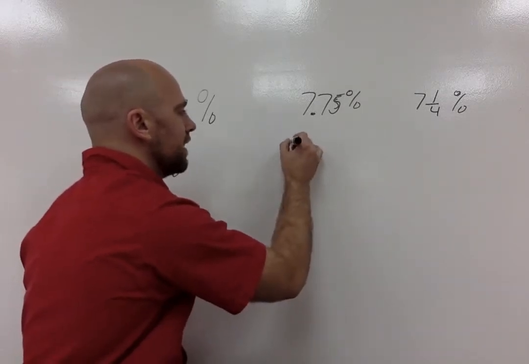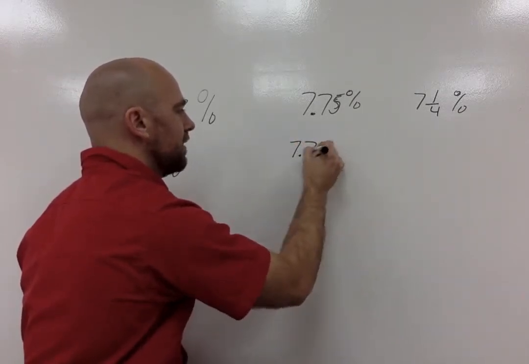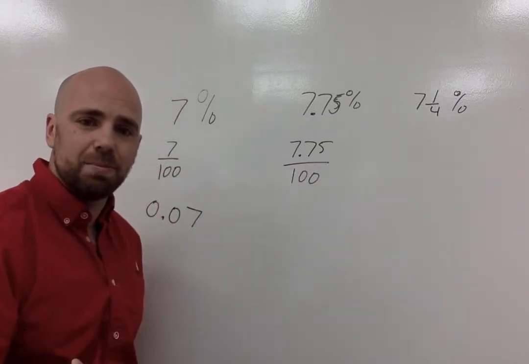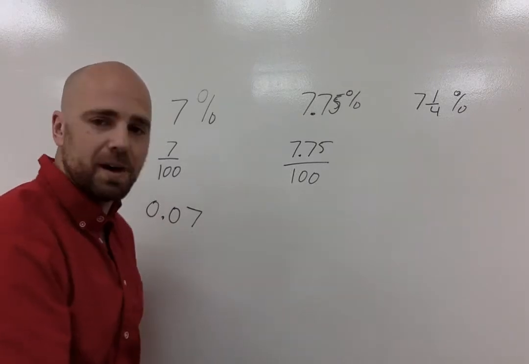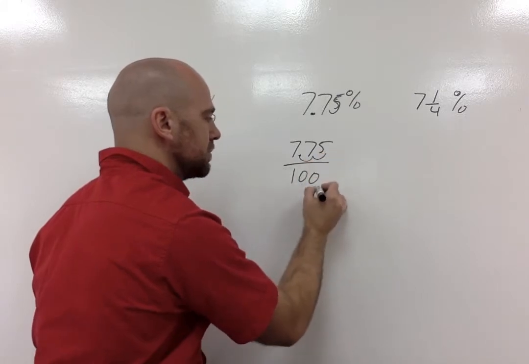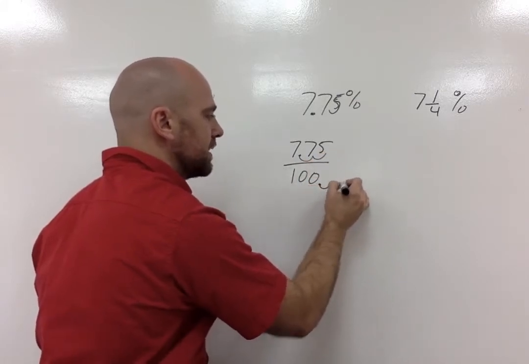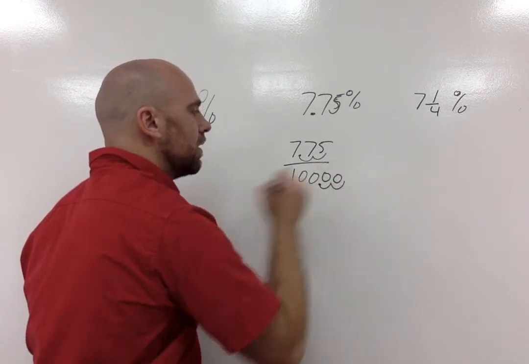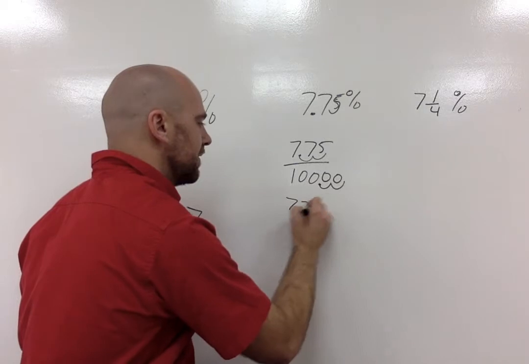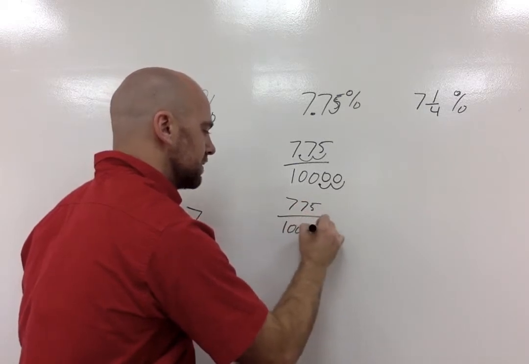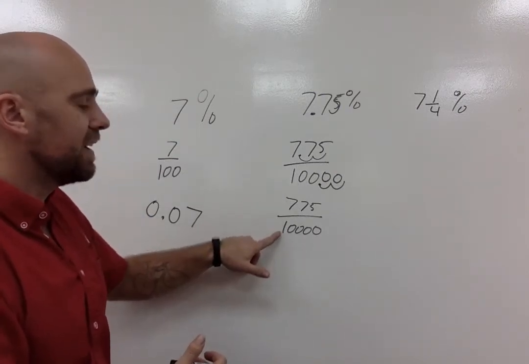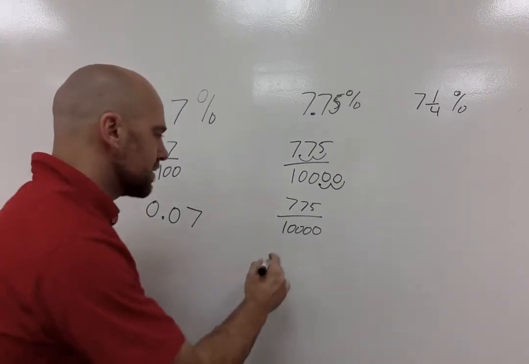So now we have 7.75 out of 100. However, I can't keep a decimal in my fraction. So what do I have to do? I have to move my decimal place over twice, which means this bottom one has to move its decimal place over twice. So what do I end up getting? I have to add those 2 zeros. So I get 775 over 10,000. Okay? Now, when I look at my decimal, I can read this as 775 10,000ths. Okay, so that's what I need to have.